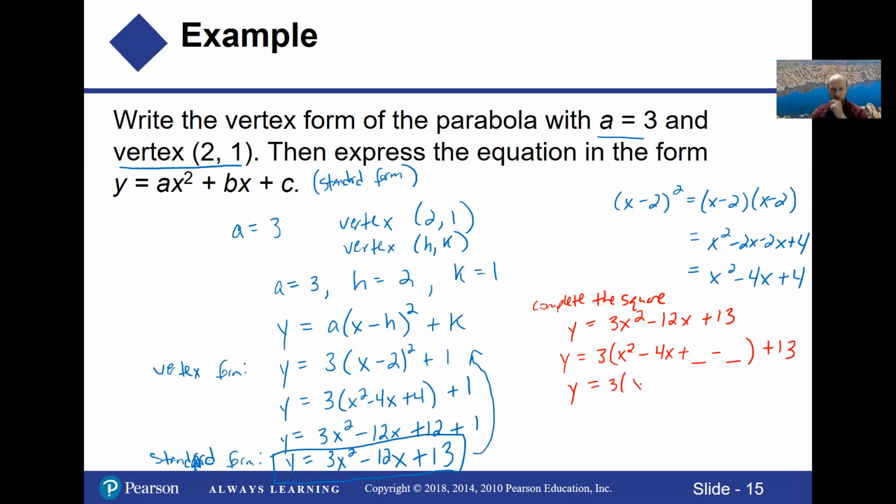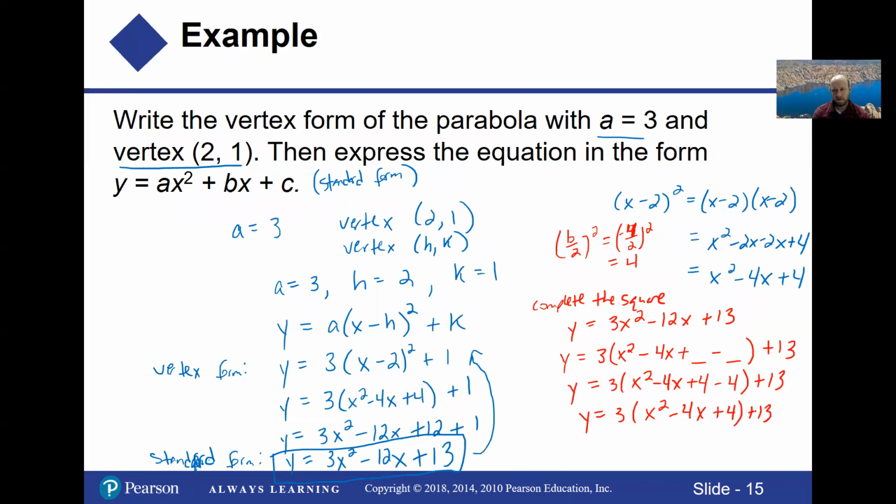Well, what do I add and subtract? I add and subtract b over 2 squared. And again, the b value comes from this term. So in this case, it's negative 4. Negative 4 over 2 squared is equal to 4. So I add 4 and I subtract 4. I like 4 in this section apparently. And then it would be equal to this.